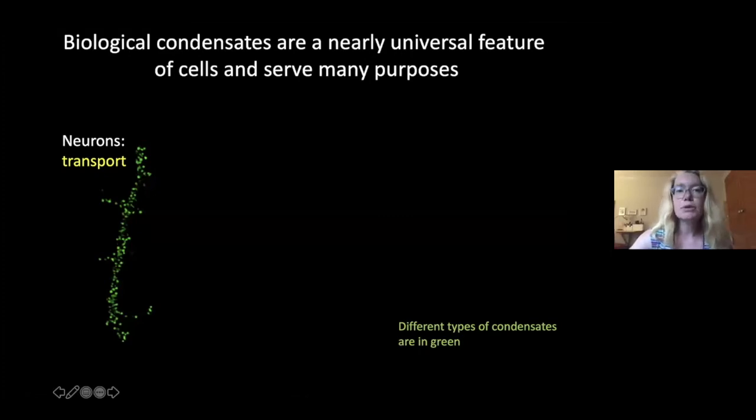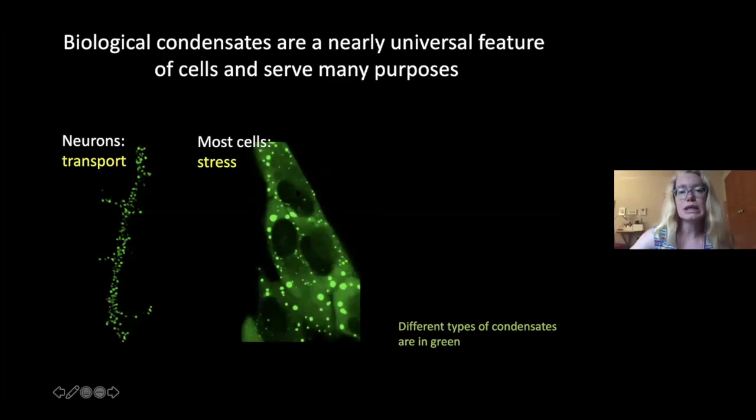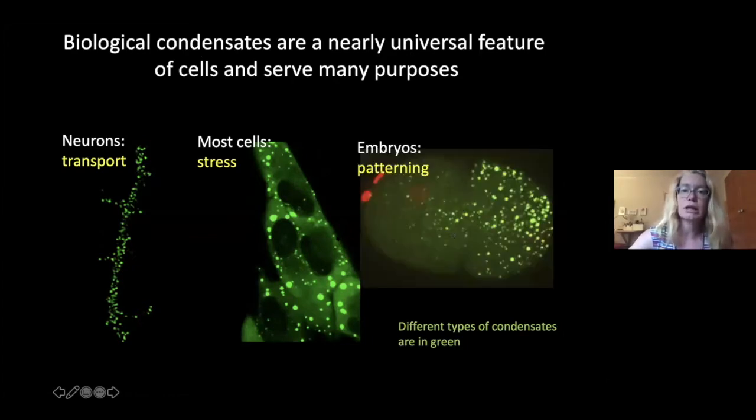It's now appreciated that biological condensates are a nearly universal feature of cells that serve many purposes, from long-range transport in neurons, to enabling cells to react to stress through the formation of stress granules, also probably relevant to SARS replication, to the patterning of embryos and generating asymmetries within cells, to name just a few examples.